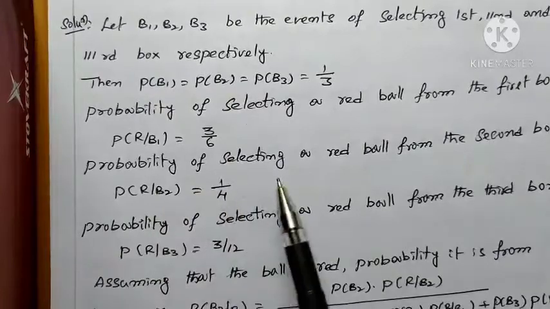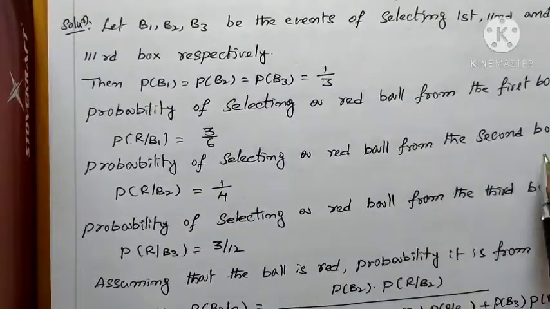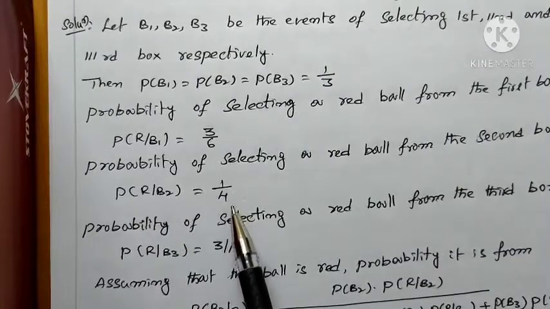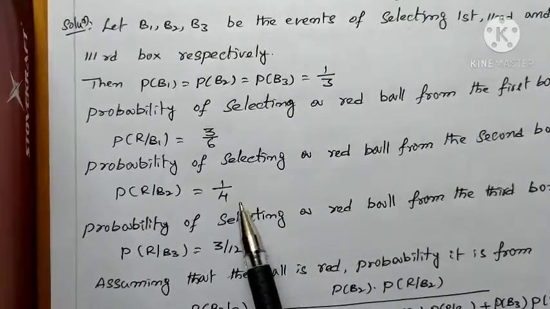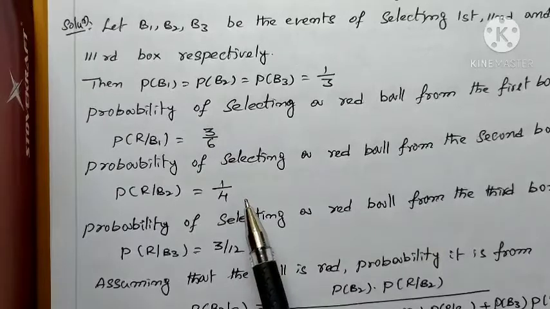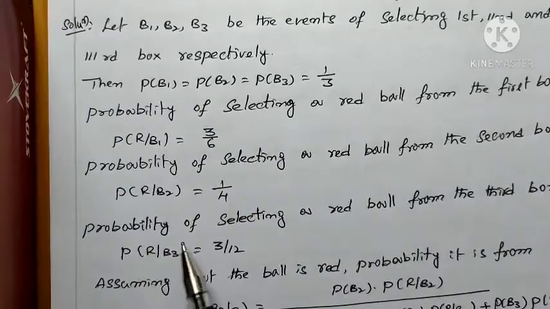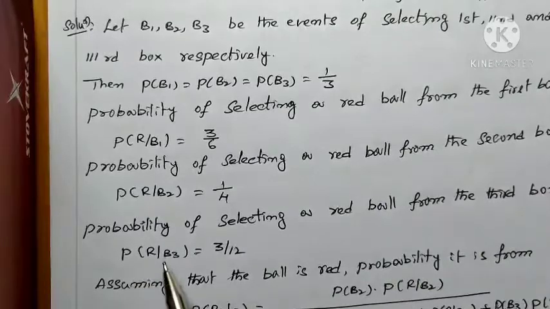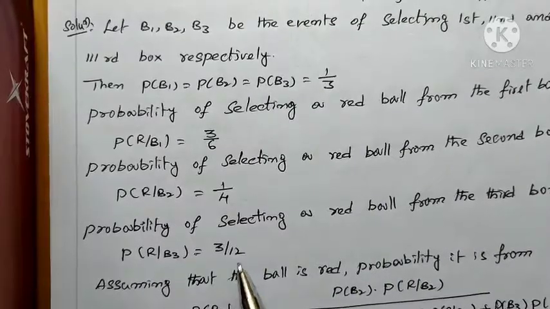Similarly, probability of selecting a red ball from the second box, P(R|B2), is equal to 1/4. In the second box, only one red ball is there out of a total of 4. Similarly, probability of selecting a red ball from the third box, P(R|B3), is equal to 3/12.